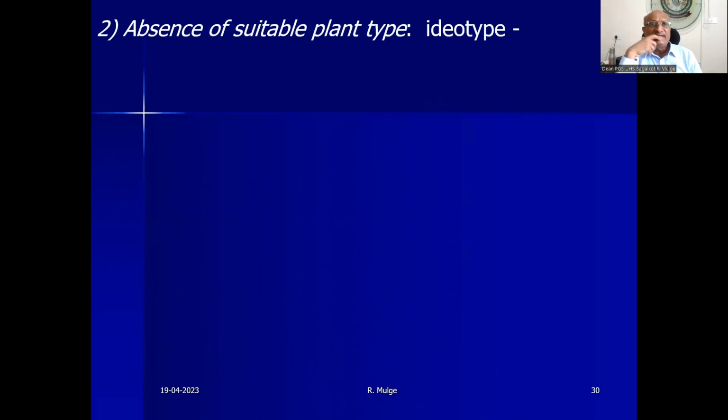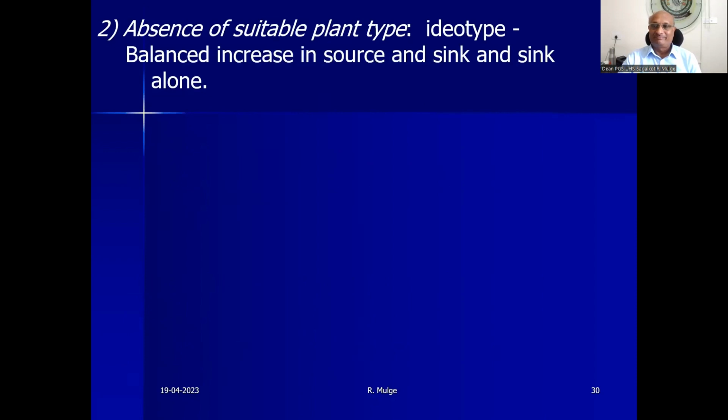And then the second is absence of a suitable plant type, that is the ideotype. What is the ideal plant you want to have as a variety? How should that particular variety be? Many times we are not able to decide and judge what we really want. It's always imaginary, and you can only set objectives for developing a variety. Many times we lack this ideotype, the ideal type. You have to define each character, and then you can have the kind of variety you want.